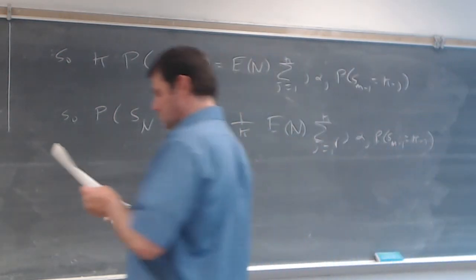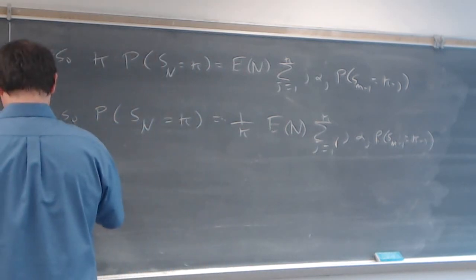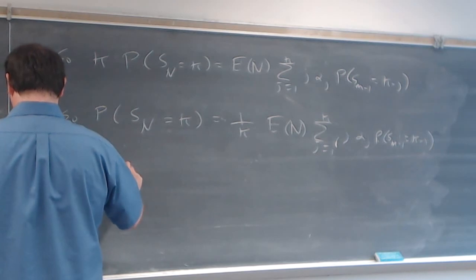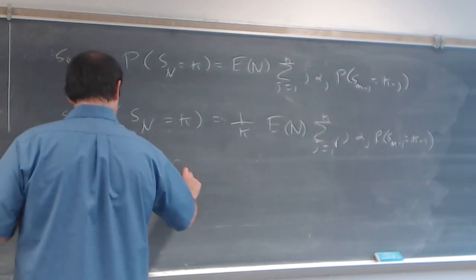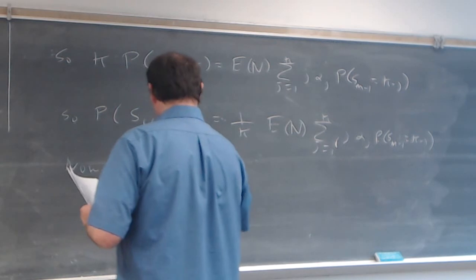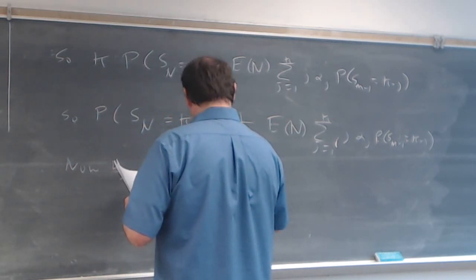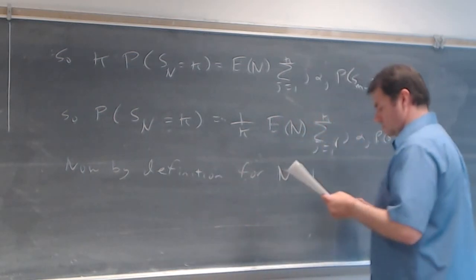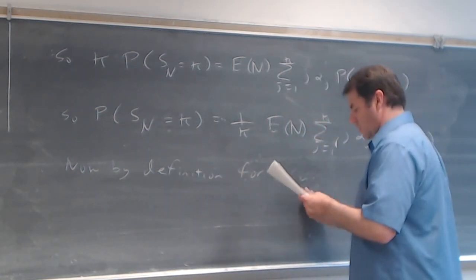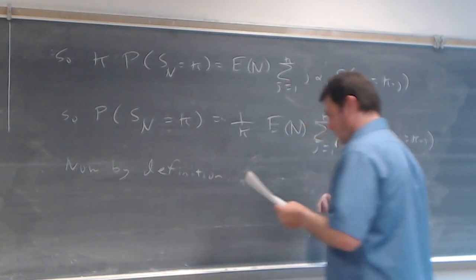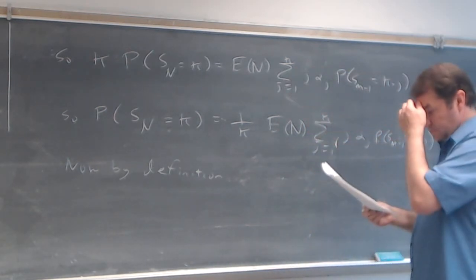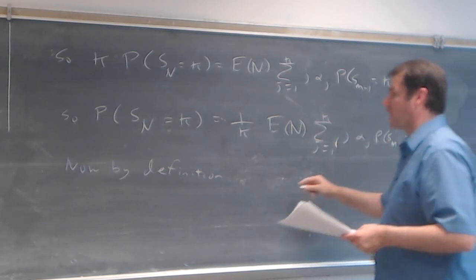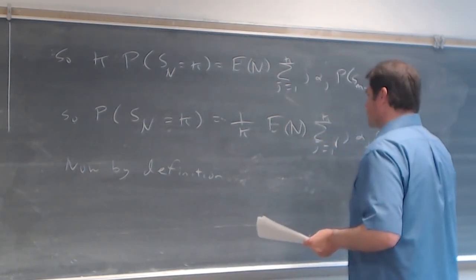Now, by definition, for n being bigger than or equal to 1. I'm sorry. This statement that I have here is for n being greater than or equal to 1. Okay? That's what we have.